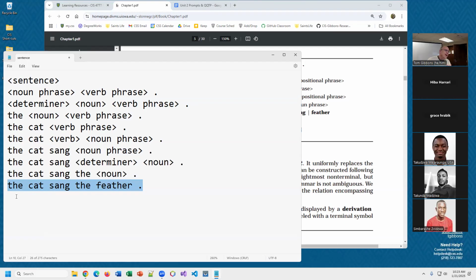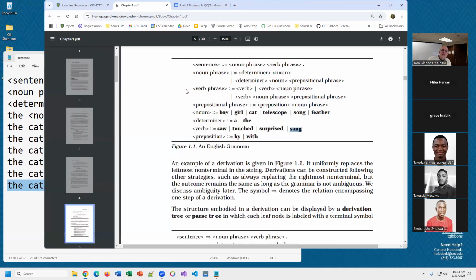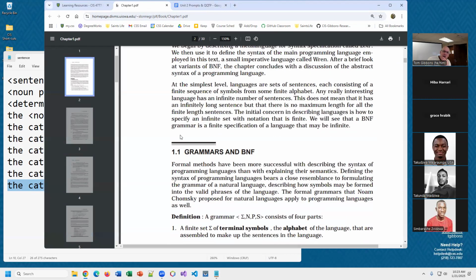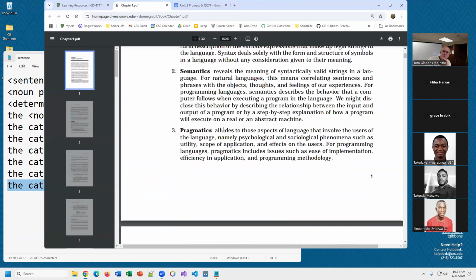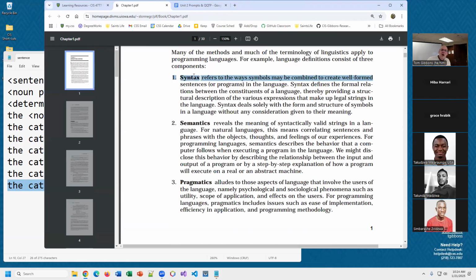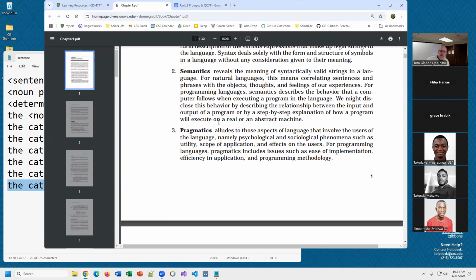I'm trying. Now, part of me just wants to take that phrase and feed it into one of the AIs that generate images and see what kind of image we get if we say the cat sang the feather. I'm just kind of trying to visualize this, but it doesn't seem to make sense. So again, that is semantics here. And again, we'll talk about that later. Right now, we're just dealing with syntax. How do we generate legal or well-formed sentences or programs here?